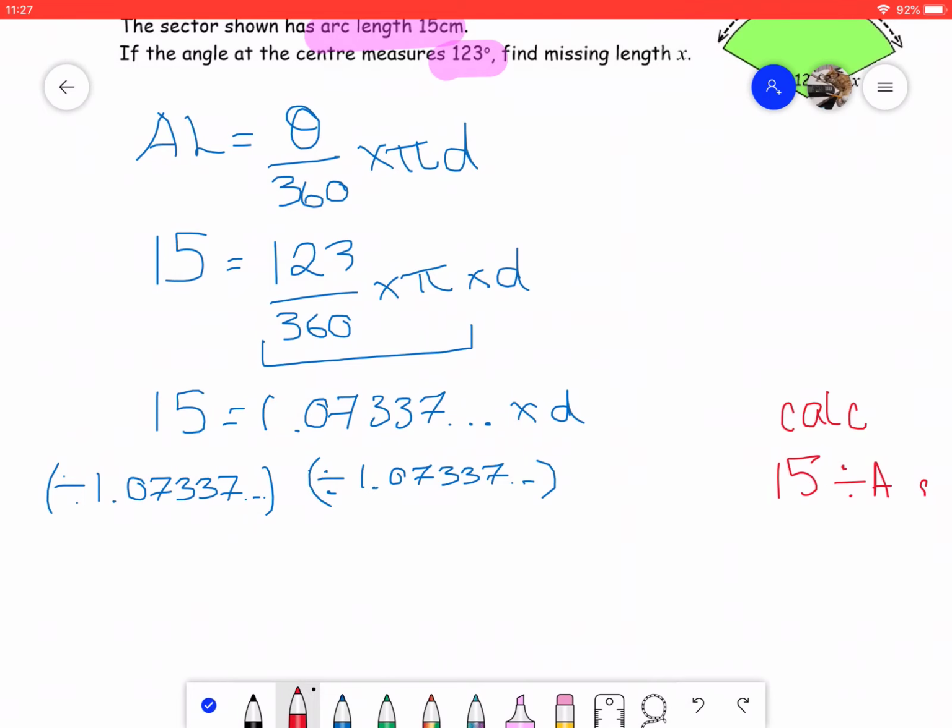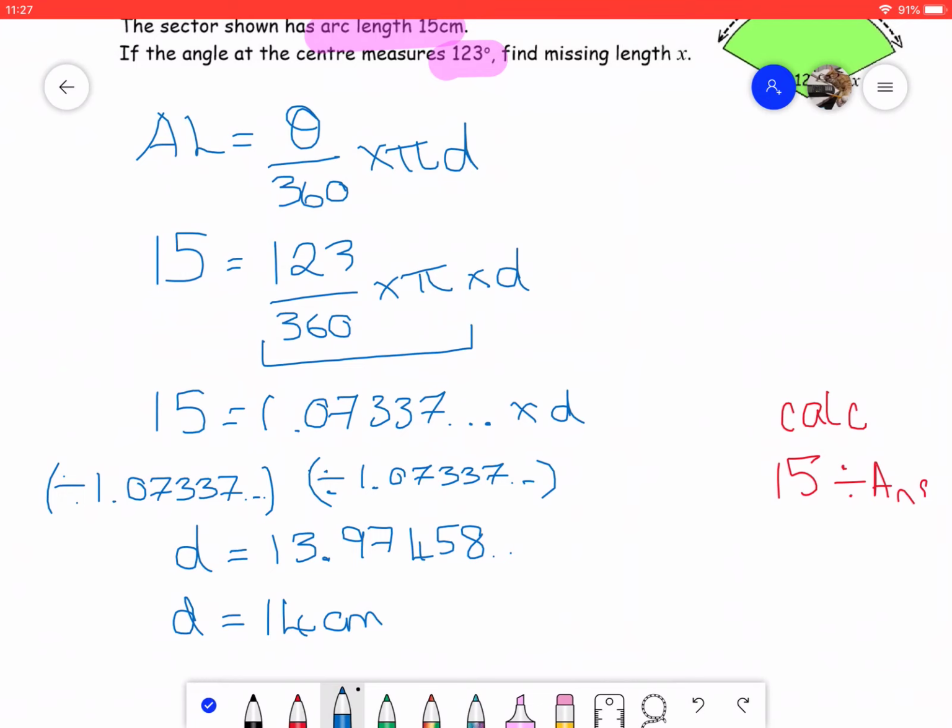What that'll do is keep all of the decimal in your calculator. It won't round it, so you won't lose any marks due to rounding errors. It'll keep the whole long decimal in your calculator. So when we divide by the long decimal, you get d on its own. If you do 15 divided by the answer, you end up with 13.97458, another longish decimal, which we can now round. So we'll round that to 14 centimetres.